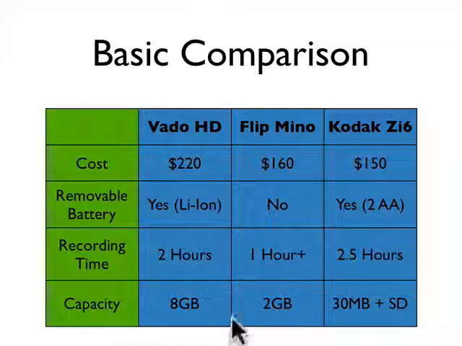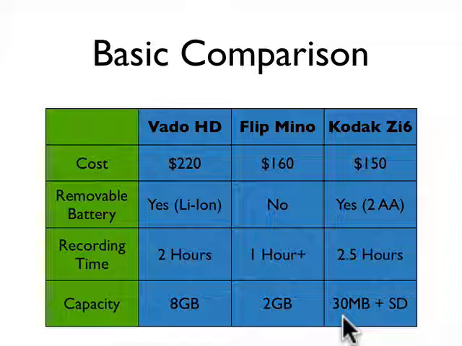Now, in terms of capacity, the Vado HD comes with about 8 gigabytes of memory. If you're filming in VGA mode, that translates to about 8 hours of content. The Flip Mino has about 2 gigabytes of content, and really you can expect to film about an hour's worth of content, perhaps an hour and a half. And then the Kodak Zi6 has a very limited amount of onboard memory, 30 megabytes, but it allows you to plug in a secure digital card. So the capacity of that card will dictate how much you can film.